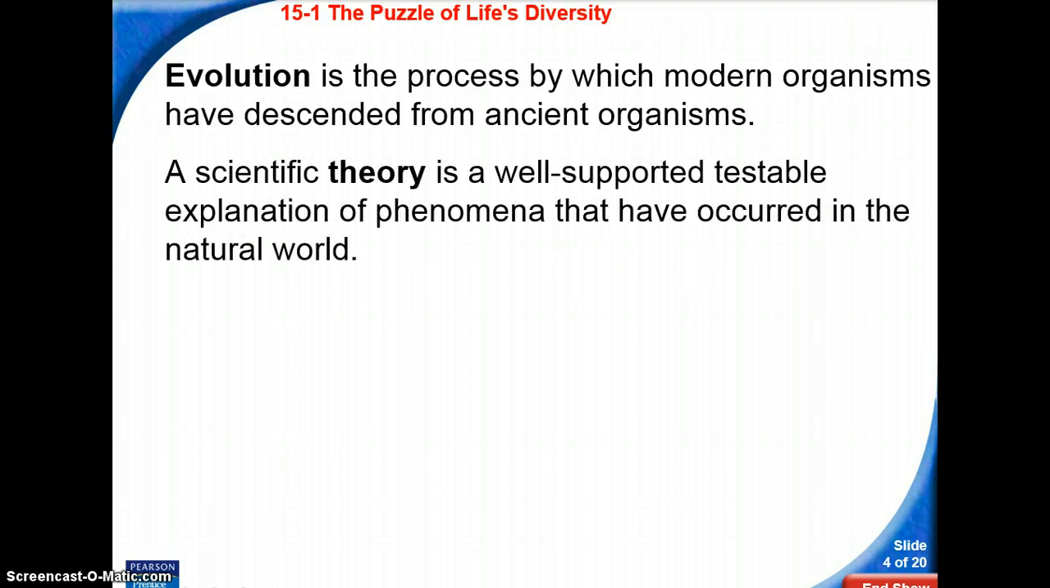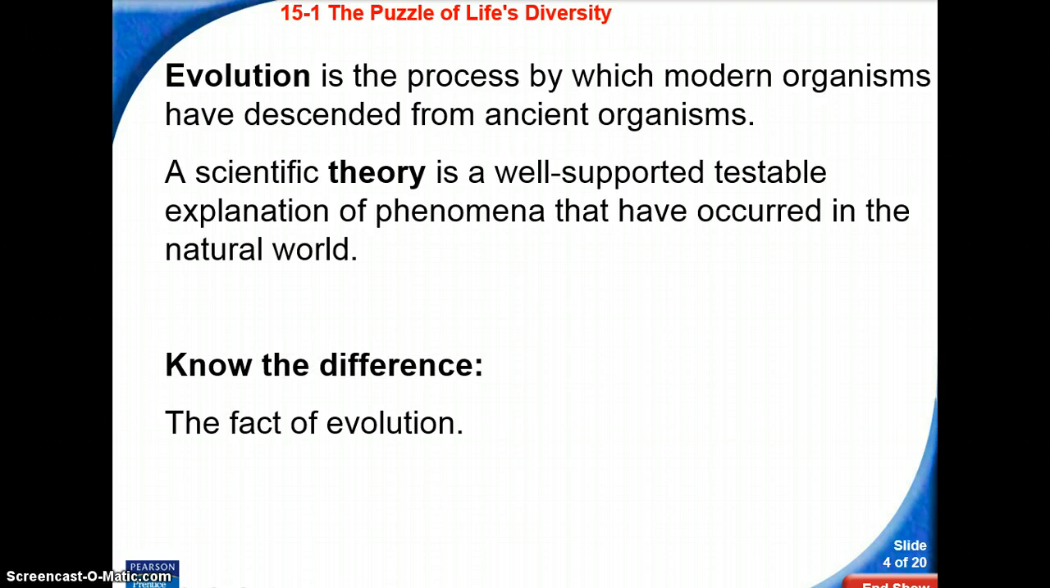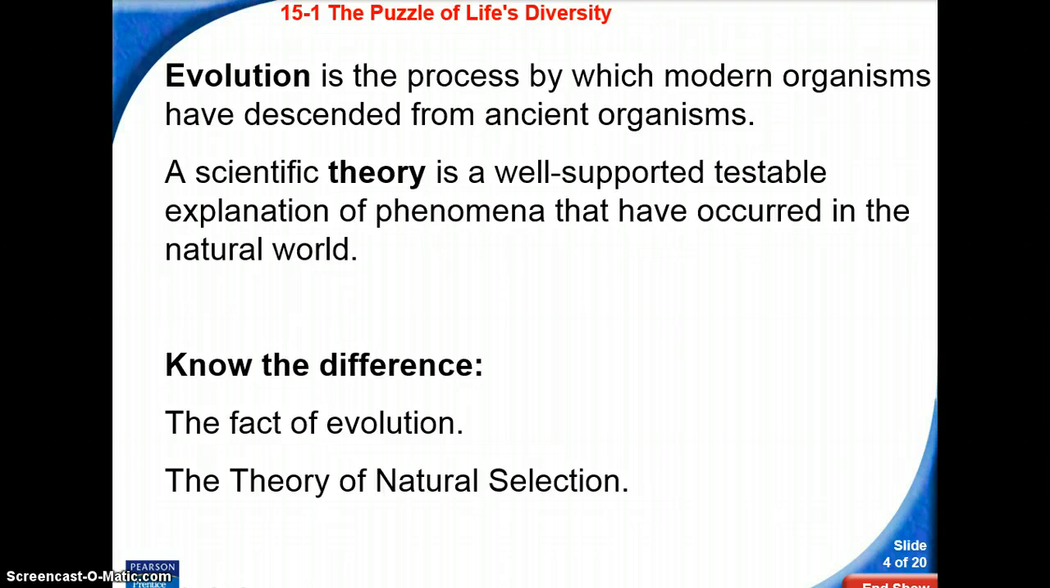The second thing you need to know about is a theory. A scientific theory, for example, is a well supported, testable explanation of phenomena that have occurred in the natural world. You probably are already aware of that and have known what a theory is for a while, being that you've all had science classes before. But what you need to know during this section is the difference between the fact of evolution, it is a proven fact, and the theory of natural selection. And we'll talk about what that theory is as we go.